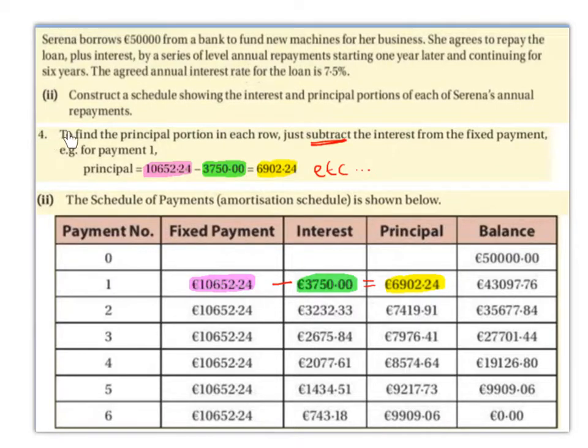Step 4. To find the principal portion in each row, just subtract the interest from the fixed payment. Example for payment 1. The principal will be €10,652.24 minus €3,750 equals €6,902.24.